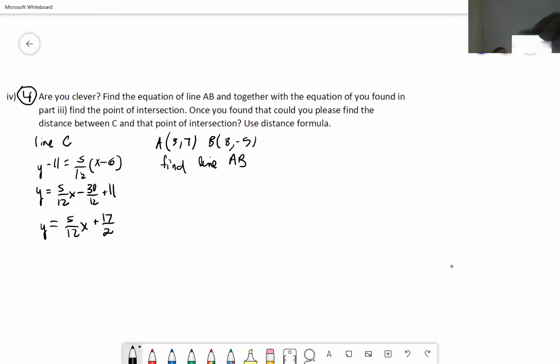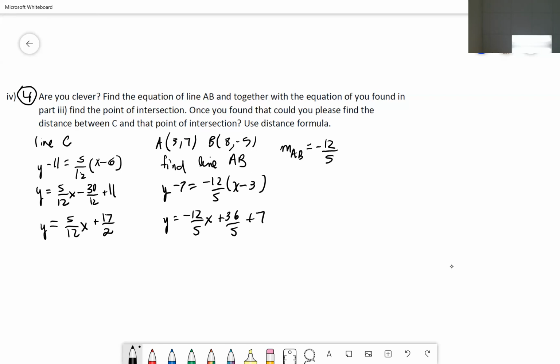And now we do the same thing over here. We already found the slope of AB, haven't we? The slope of AB was negative 12 over 5. And so we just go ahead and say y minus 7 equals negative 12 over 5 times x minus 3. That's using the point slope form. So y equals negative 12/5 x plus 36 over 5 plus 7. So 36 divided by 5 plus 7, y equals negative 12/5 x plus 71 over 5.